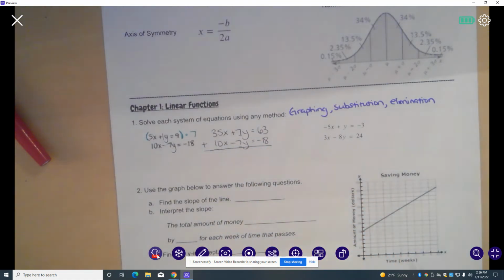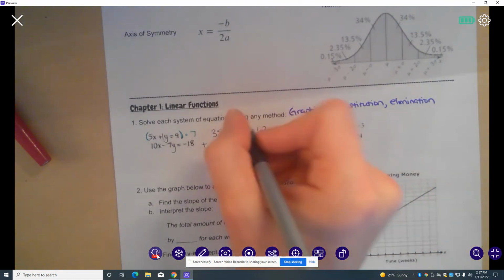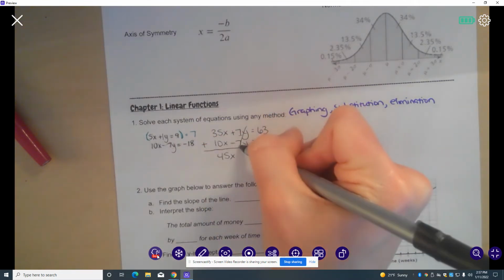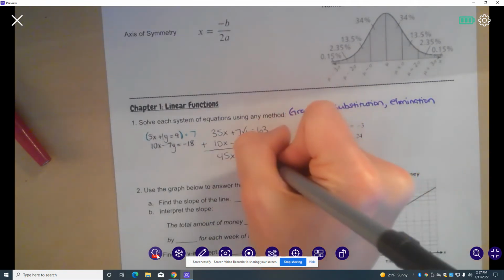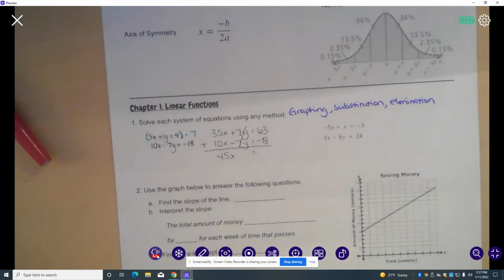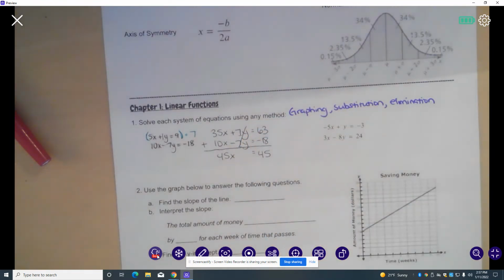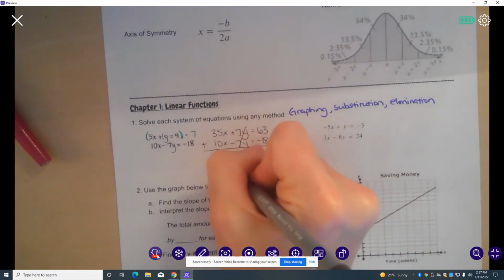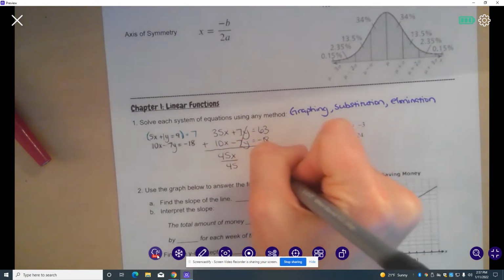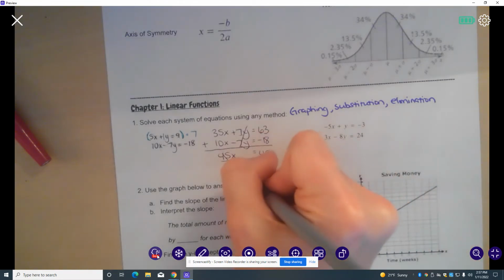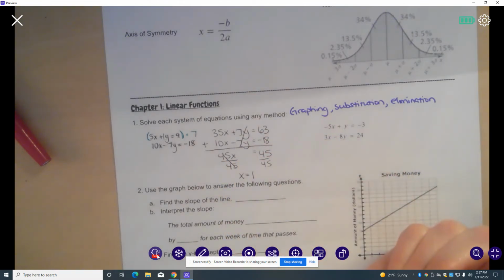So I'm going to add up and down. 35x plus 10x is 45x. These terms cancel, which is what I wanted. And 63 plus -18 is 45. So now I can solve this equation. 45x equals 45 because the y's are gone. I'm going to divide both sides by 45 to see that x is equal to 1.